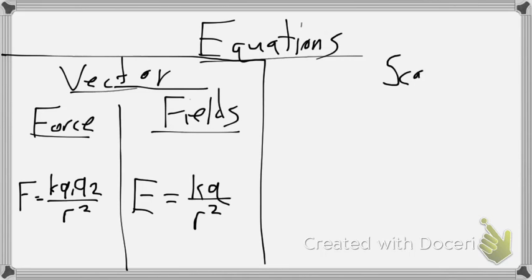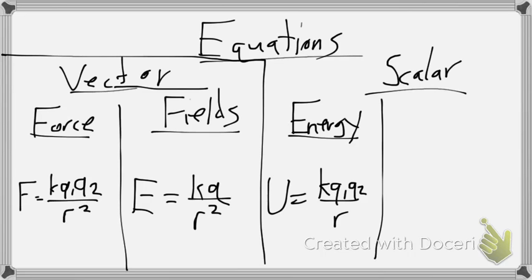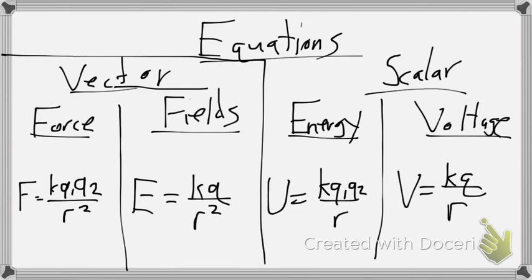Then over in scalar land, we've got energy and we've got voltage. The energy equation I didn't mention earlier, I'm probably not really going to hold you much responsible for, but in any case, here it is. The energy between any two objects with charge is K times Q1 times Q2 over R, not R squared. And that's really tricky, because that's very similar to the equation for force. Similarly, the equation for voltage is really similar to the equation for electric field, but the R isn't squared, and it's a scalar, not a vector. And that's V equals K times Q over R.